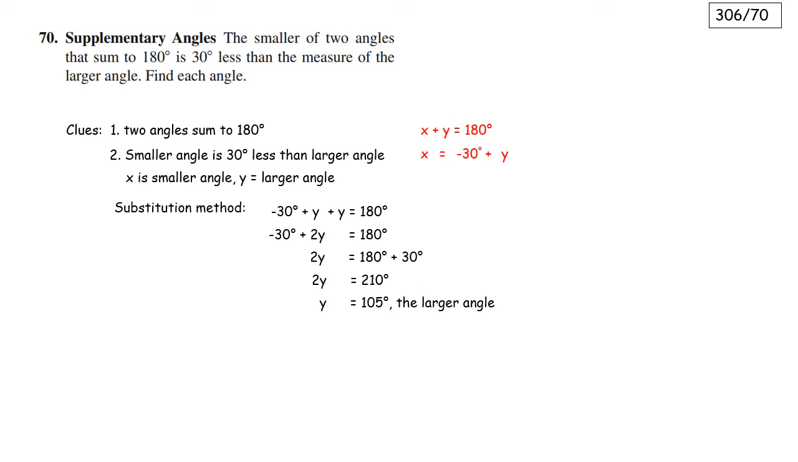And then finally, y is equal to 105 degrees. That's the larger angle. Let's recall that in the equation, x is equal to negative 30 degrees plus the 105 degrees for y. So we could solve for x, which becomes 75 degrees, the smaller angle.